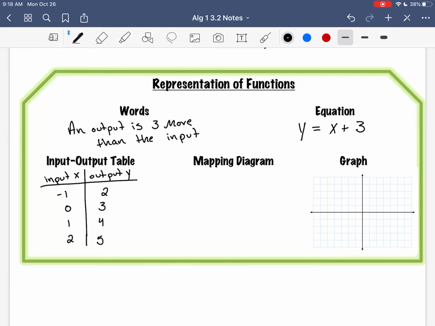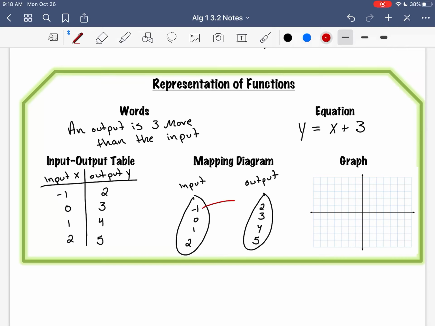I could do a mapping diagram. I could have an input map, and that would be my -1, my 0, my 1, and my 2. And then I could have my output map, and that would be my 2, 3, 4, and 5. And then I would say my -1 goes to 2, my 0 goes to 3, my 1 goes to 4, my 2 goes to 5, to show which one goes to which.